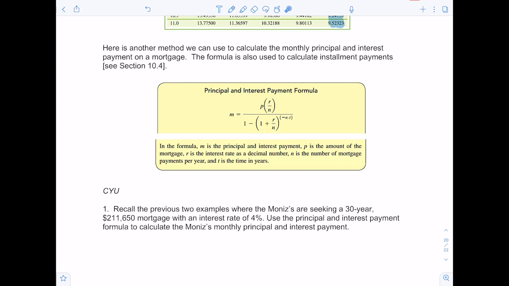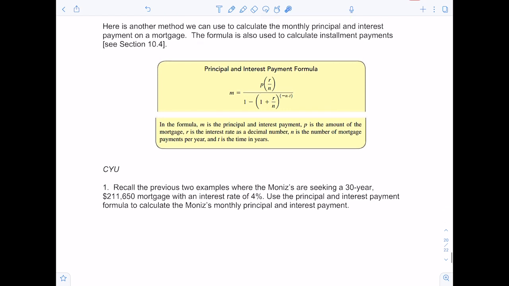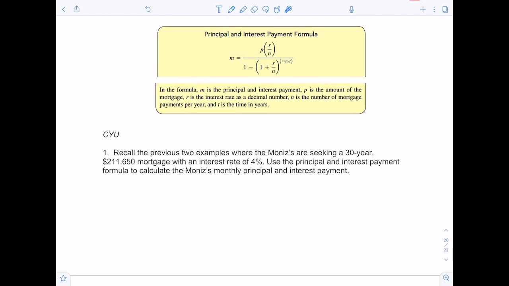P is the amount of the mortgage. And then R is the interest rate as a decimal. N is the number of mortgage payments per year. And T is the time in years. Okay, so let's figure out, using that same problem, we're going to use the principal and interest payment formula to calculate the Monez's monthly principal and interest payment.